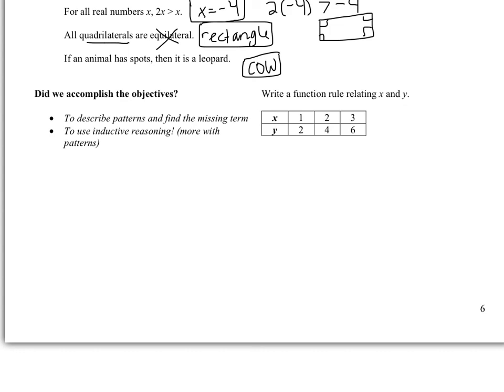You have one example that you need to do on your own. It says, find a function rule relating x and y. So you need to think, what am I doing to x here to get y? And you need to write an equation, please.